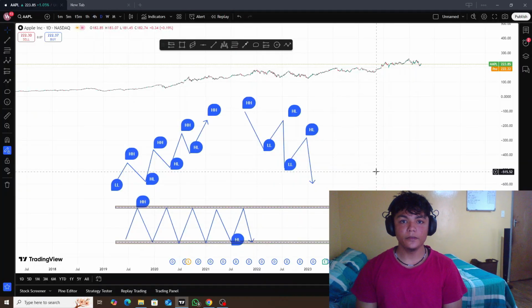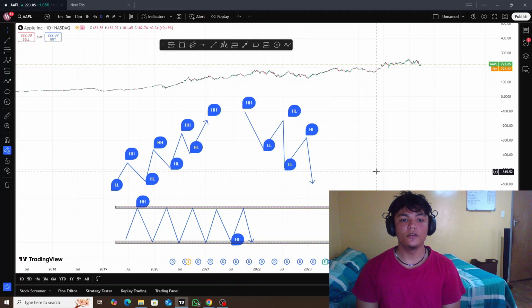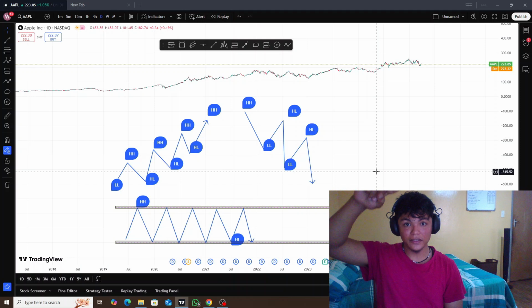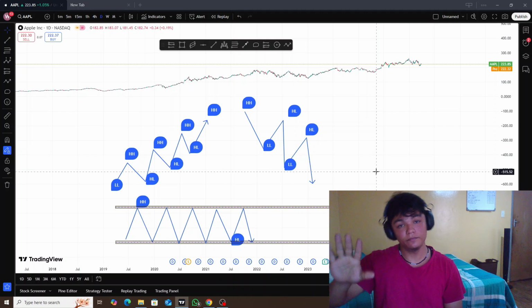We do have a lot of beginners joining us, so just to give them the basic fundamentals about market structure and how the market moves: the market can only move in three directions. It's upwards, it's downwards, and it's sideways to the right.